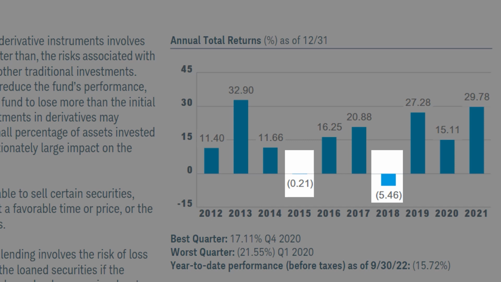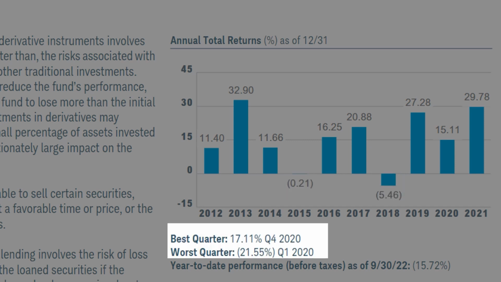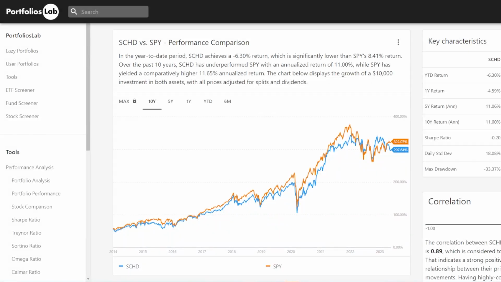It has dropped in value twice. Its best quarter was 17% in gains, and its worst quarter was during COVID when it dropped over 21% in Q1 of 2021. Here you can see that over the past 10 years it's tracked very closely to the S&P 500 with an annual return of about 11%, which is slightly less than the S&P 500's 11.65%.